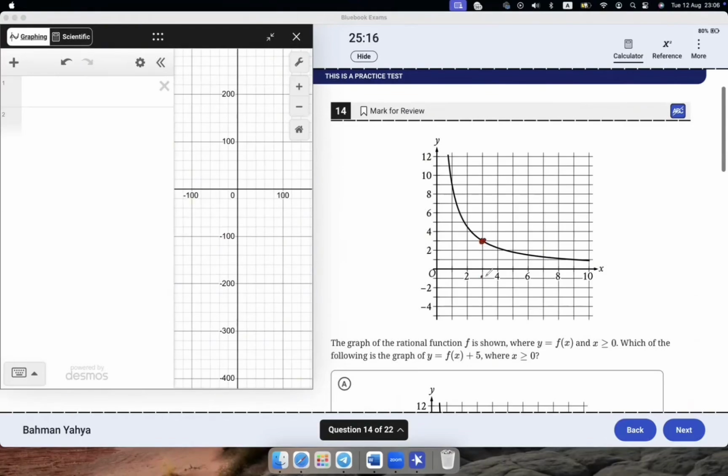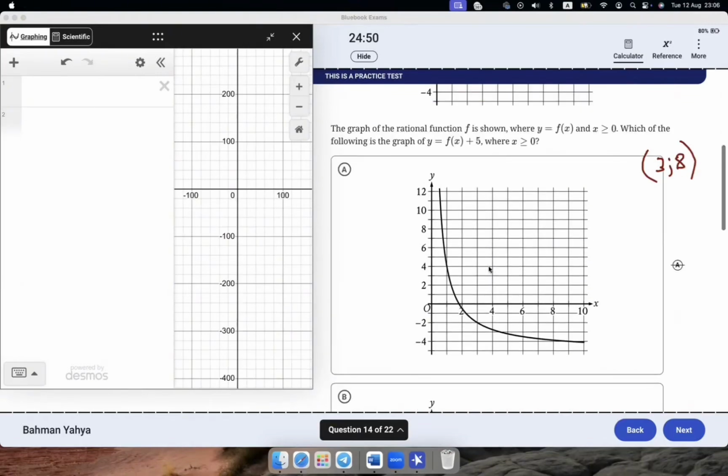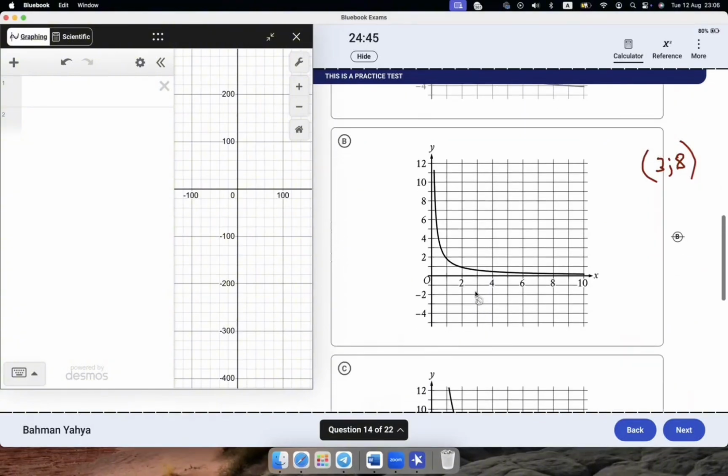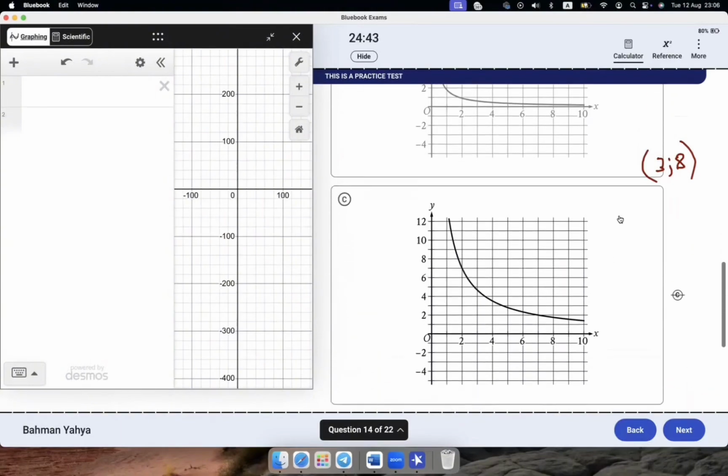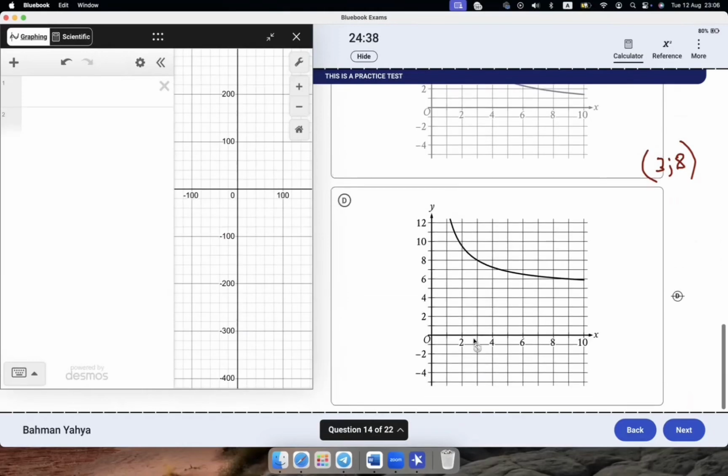That one. When x is 3, y is 3, right? If I shifted 5 units up, so 1, 2, 3, 4, 5. So when x is 3, y must be 8. Let's check the answer key. See, in both answer keys, we have x is 3 and y is 8. A is not, definitely, because when it's 3, it is negative. Case B, it's definitely not. We are looking for when x is 3, y is 8. When x is 3, y is not 8, it's less than 6. And D, when x is 3, y is 8, you see that point. So I'll pick this one.